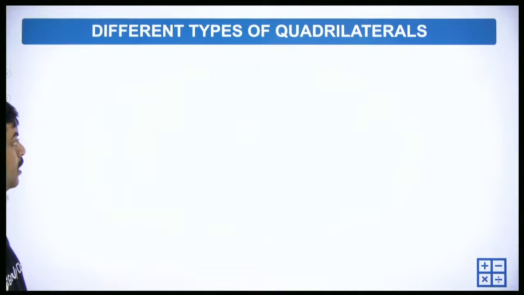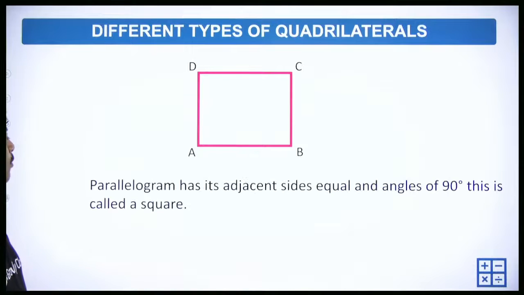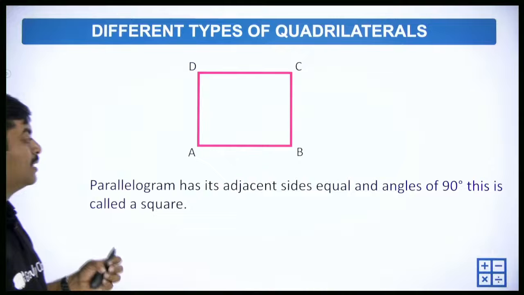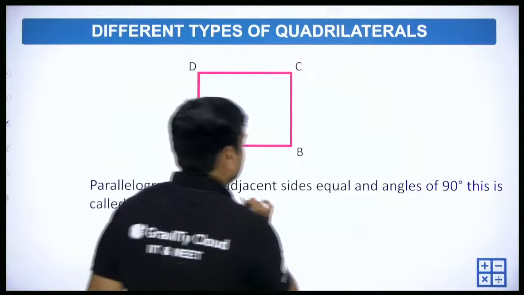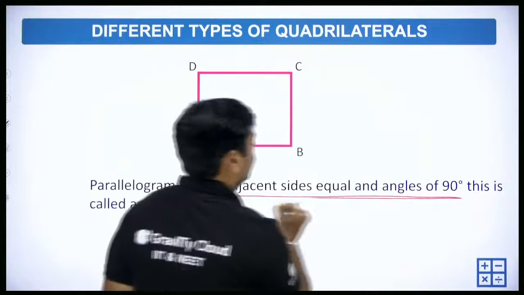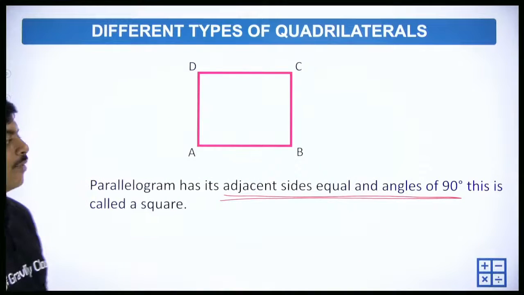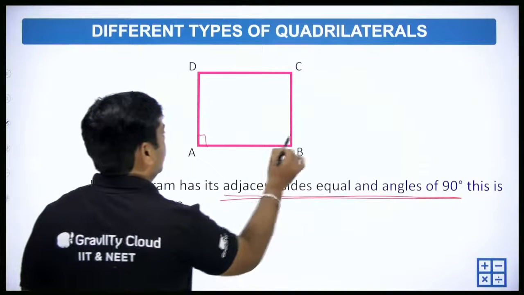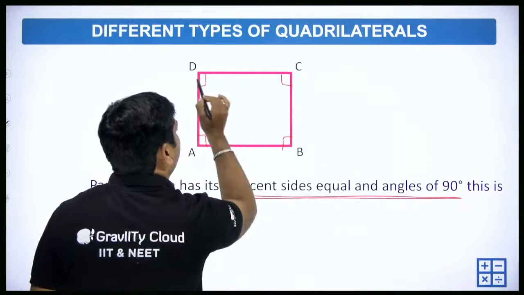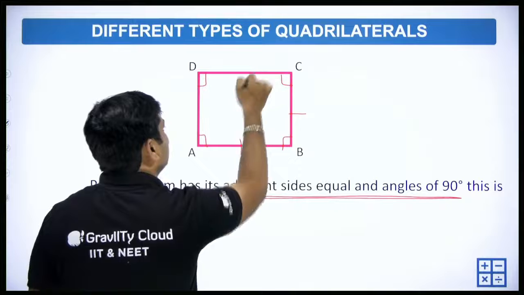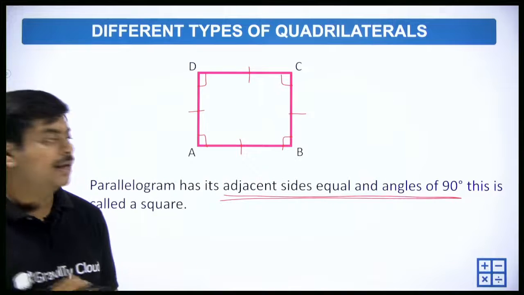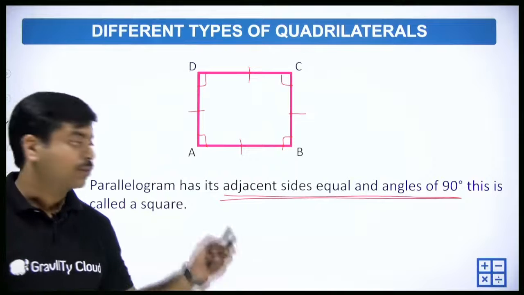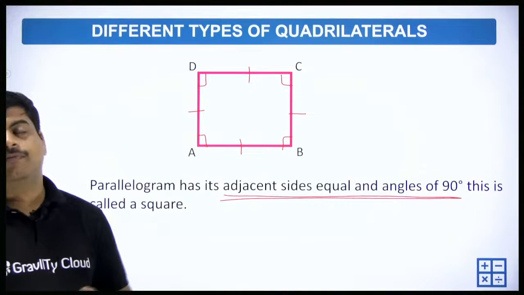Okay, so now let's come to that. A parallelogram has its edges and sides equal and angles of 90 degrees, right? So this is called a square. This is right angle, right angle, right angle, right angle, and all the sides are equal. Then we can say that it is a square.